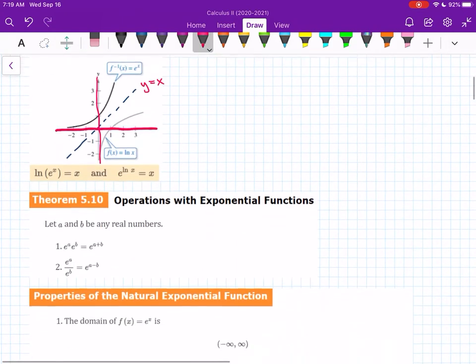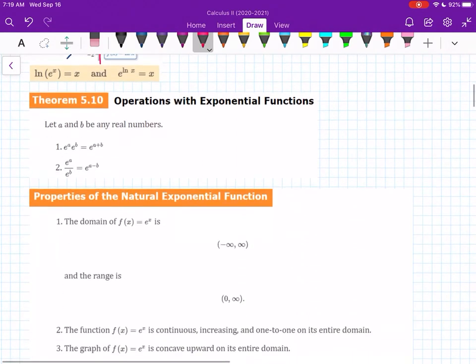All right, next theorem. This theorem is just a reminder of exponent rules. Remember, when you have the same base and you're multiplying, you can add the exponents, and when you have like bases and you're dividing, the exponent is the difference between the two exponents.